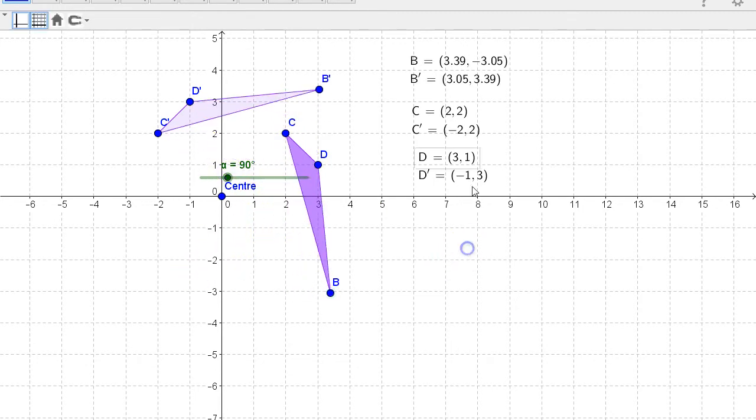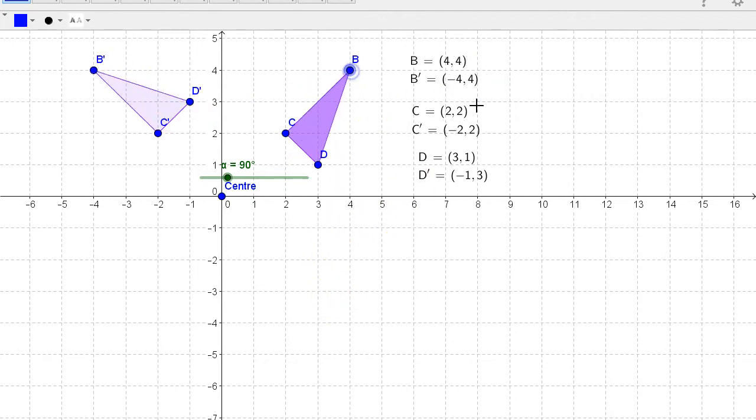And if I move this point down to here, this was negative 3.05, now it's positive 3.05. So it doesn't just make it negative, it switches the sign. So I'll put b back to a nice decent point there, right there at 4, 4, let's say.